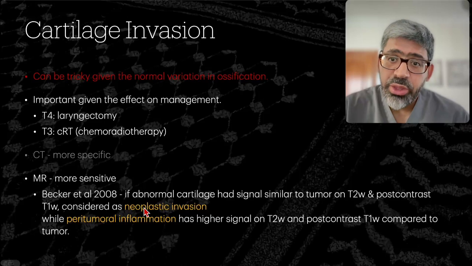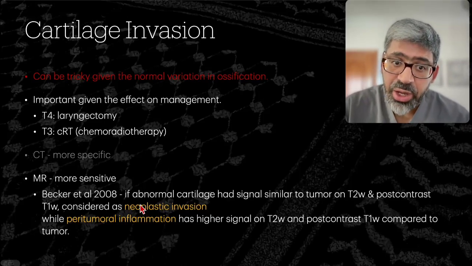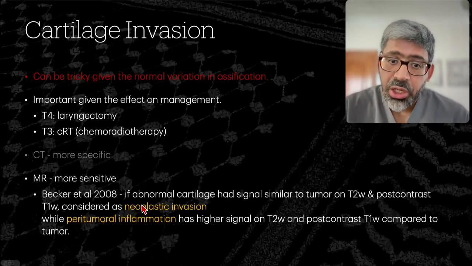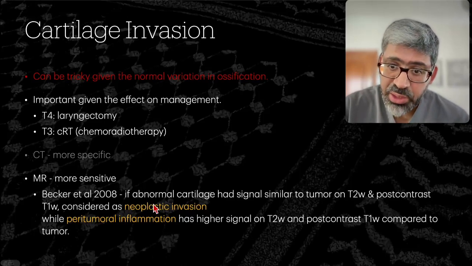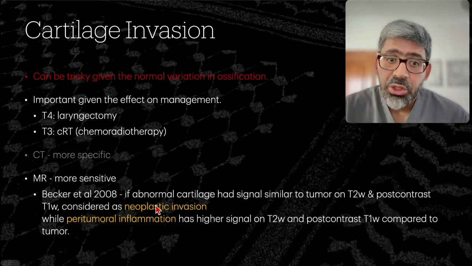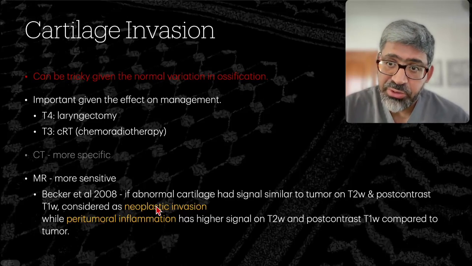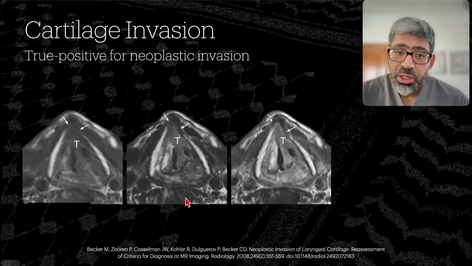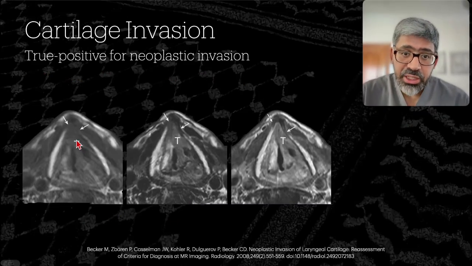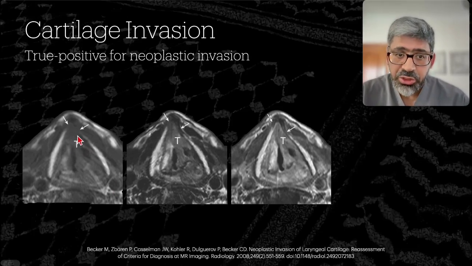So the component within the cartilage or external to the cartilage has to have similar signal intensity to the rest of the tumor on T1 and T2, on post-contrast imaging, as well as diffusion to increase the specificity of the assessment. For example, this case where you have an anterior supraglottic tumor which infiltrates the paraglottic space.